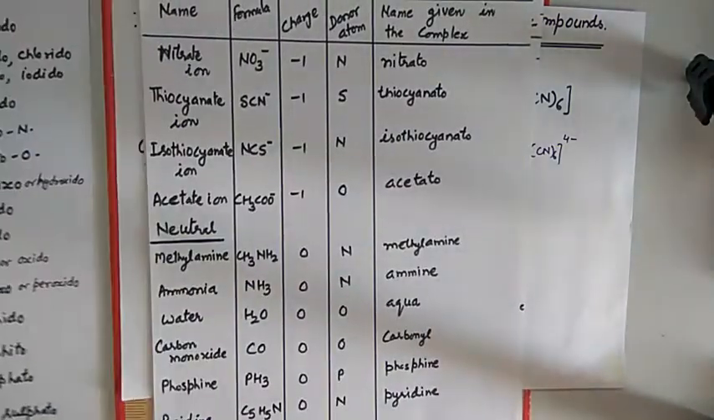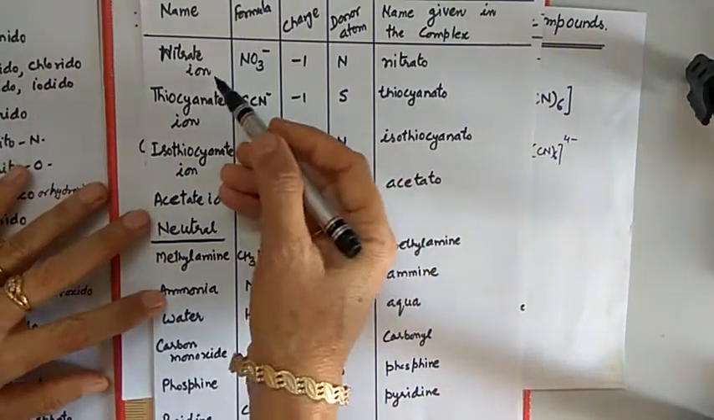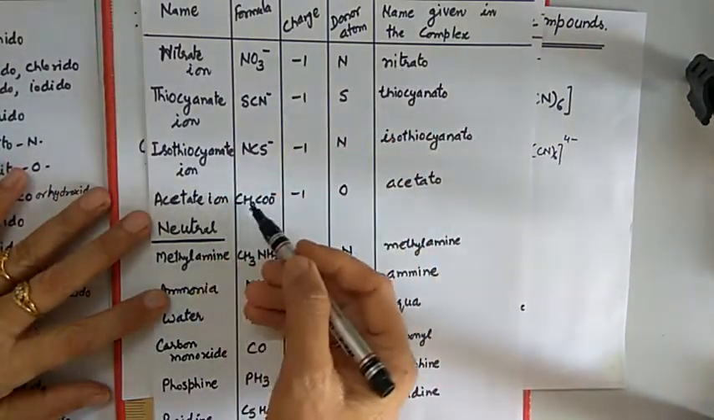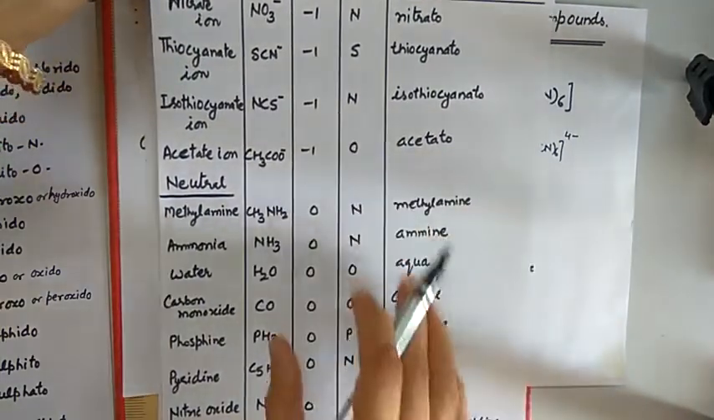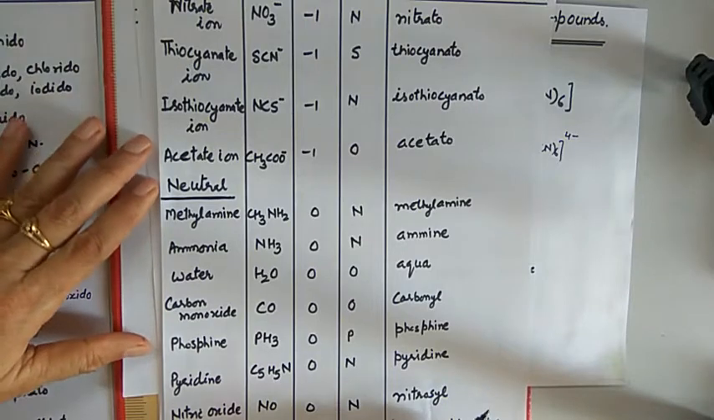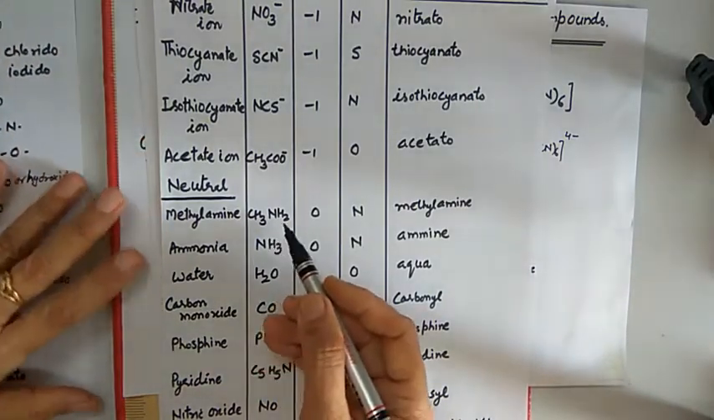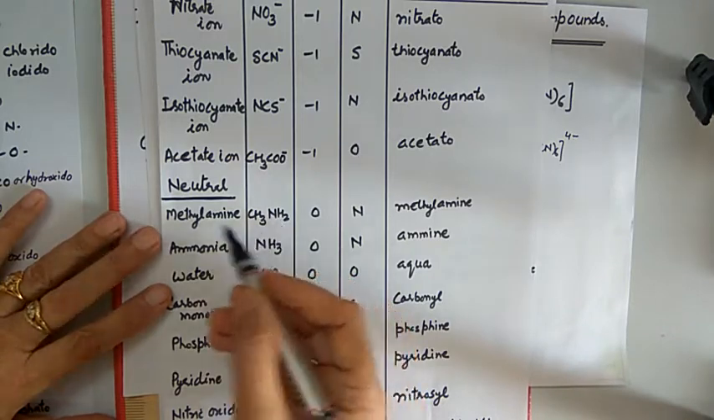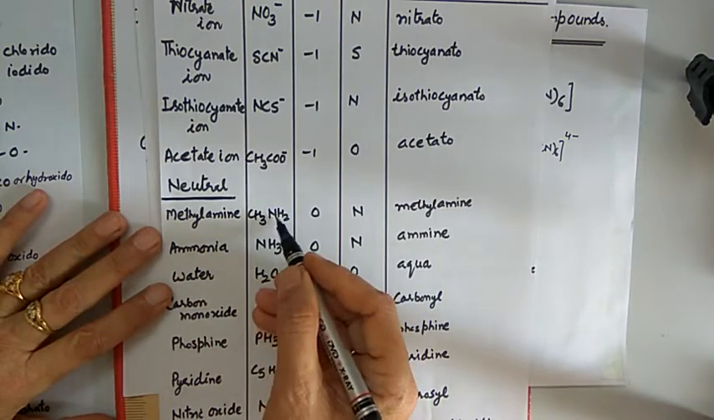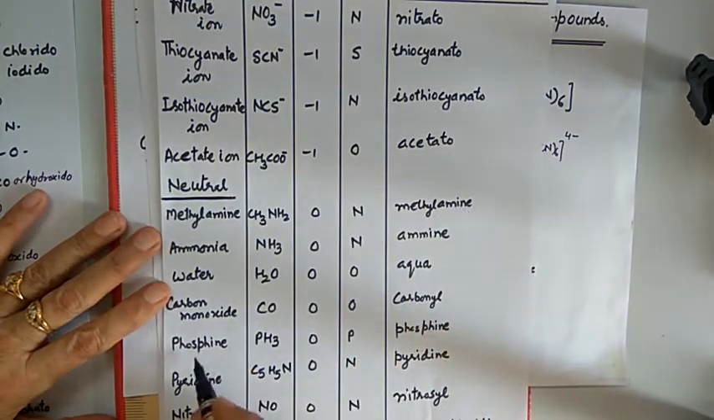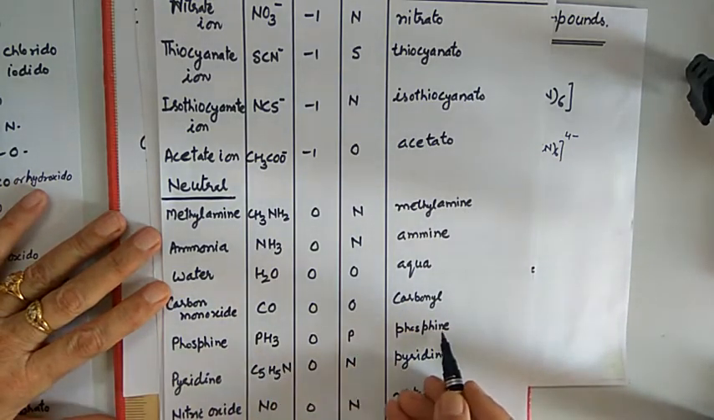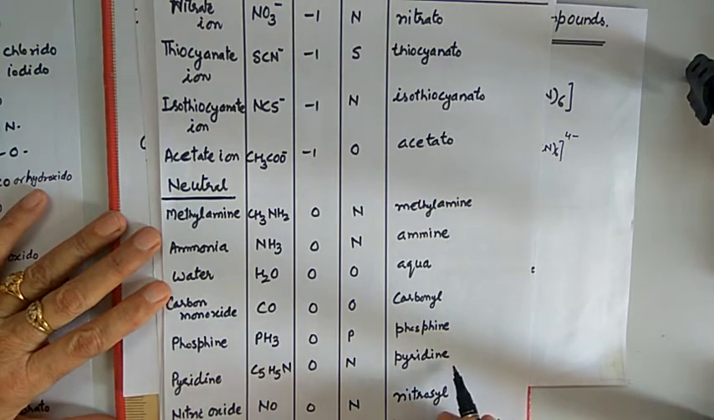Then there are few more ligands which are carrying negative charge. Nitrate, we call it nitrato. Acetate, acetato. Then there are certain neutral ligands which are not carrying any charge. In that case, generally the ligands are given the same name as is the name of compound. For example, methylamine, CH3NH2. As a ligand, we also write it as methylamine. Then there is phosphine. We write as phosphine only. Pyridine, it is written as pyridine only. Triphenylphosphine, it is also written triphenylphosphine.